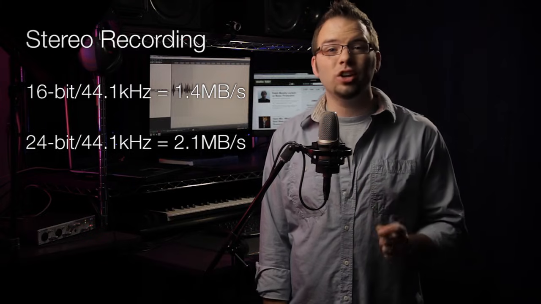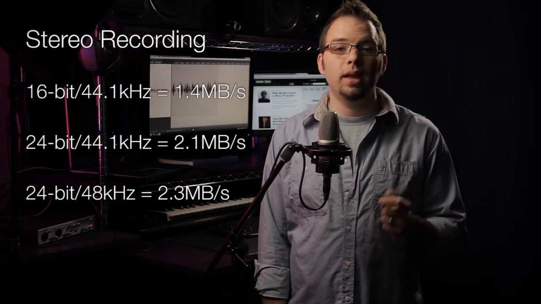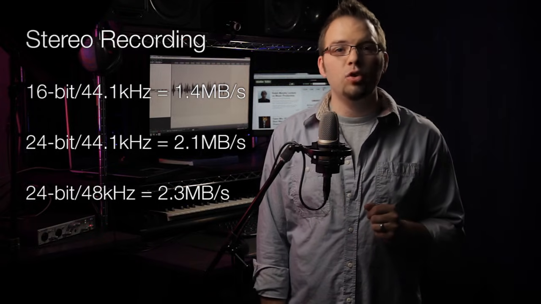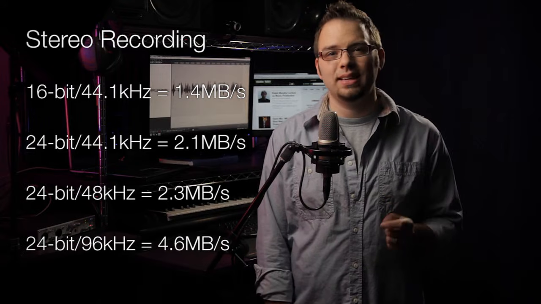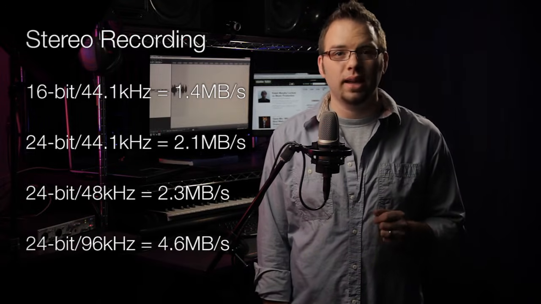For example, a stereo audio recording at 16-bit and 44.1K sample rate is 1.4 megabytes per second. At 24-bit and 44.1K, you are looking at 2.1 megabytes a second. At 24-bit and 48K, it's 2.3 megabytes per second. If you wanted to go to 24-bit and 96K, it's 4.6 megabytes per second. I usually stick with 24-bit at 48K, as it is a standard for video and converts to 44.1K in 16-bit without any perceivable loss in quality.